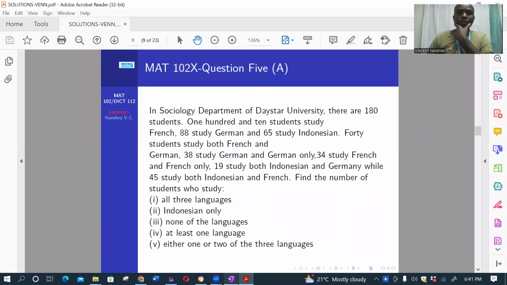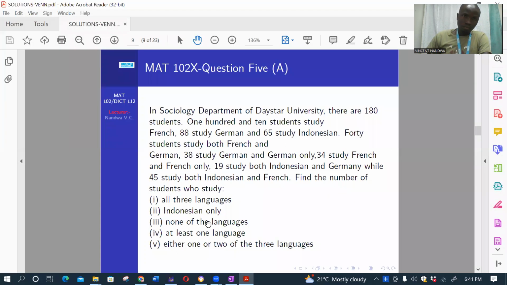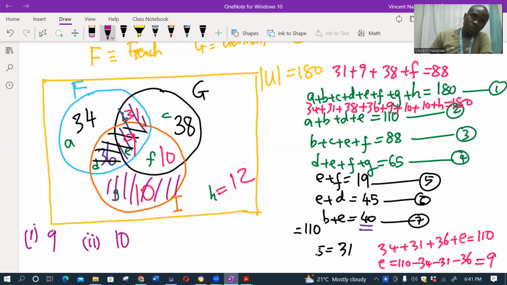Indonesian only. Indonesian only means you are in this part G. So that will be given by 10. None of the languages means you need to be outside the three circles. So the answer will be 12.